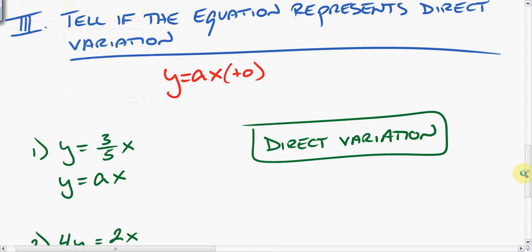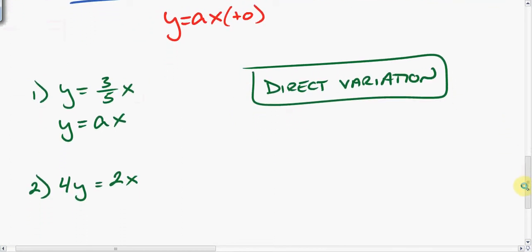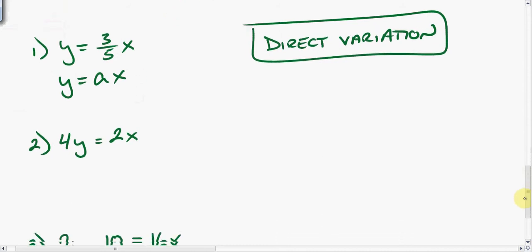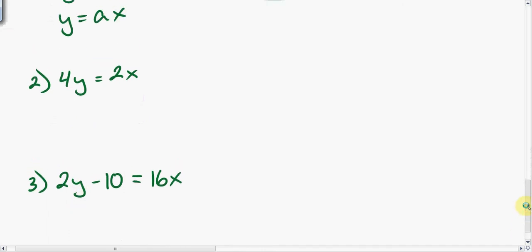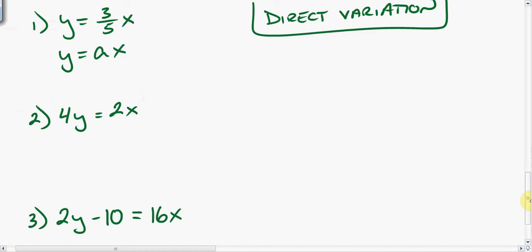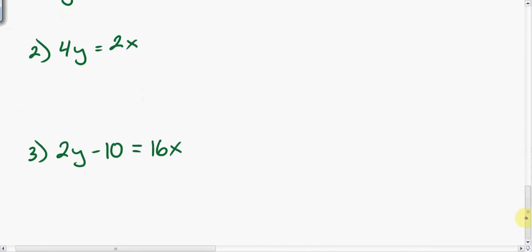That's the easiest. Alright, the next one, I'll scroll down, you can see the next two. Neither of these two equations are solved for y. So in order to tell whether or not you have direct variation, y needs to be alone. So you always want to solve for y. So I'm going to do that in number 2. We want to get y alone here.